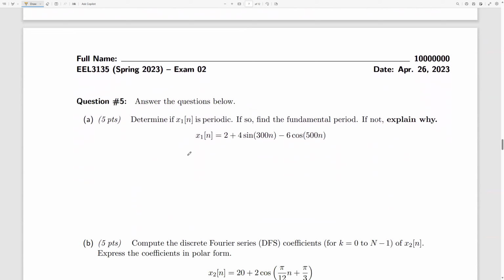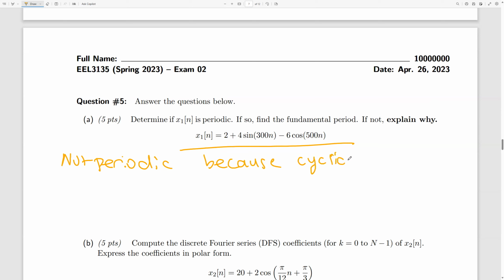answer the questions below. Determine if x1 of n is periodic. If so, find the fundamental period. If not, explain why. And the tell here that this is not periodic is that there's no pi's inside these frequencies. So immediately you're going to say not periodic, or you can say false, because the cyclic frequency, or the period, is irrational.